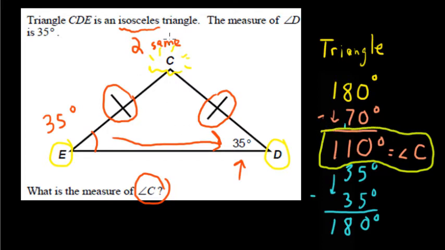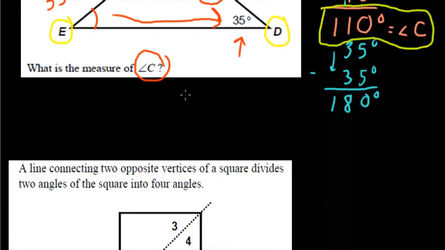Alright, so remember, in an isosceles triangle, two sides are the same and these two angles are the same. I can use that, and whatever I take away from 180 degrees, I get angle C.